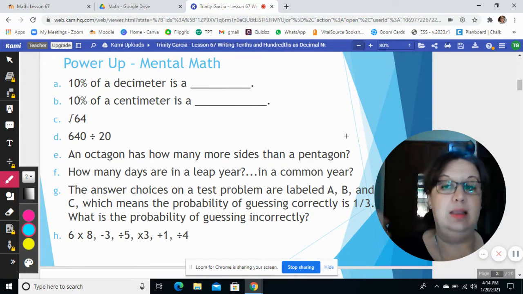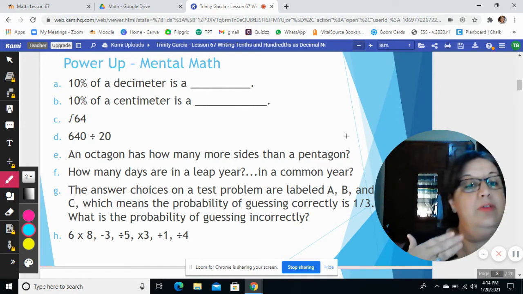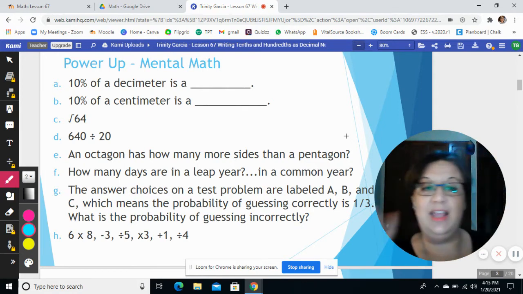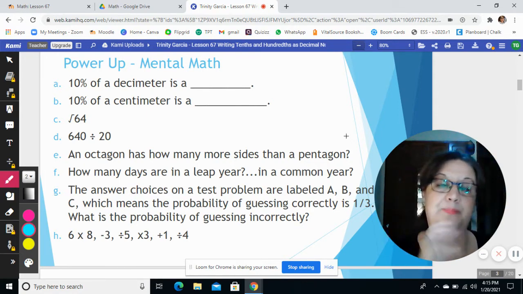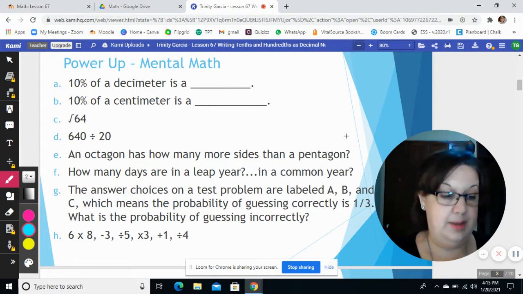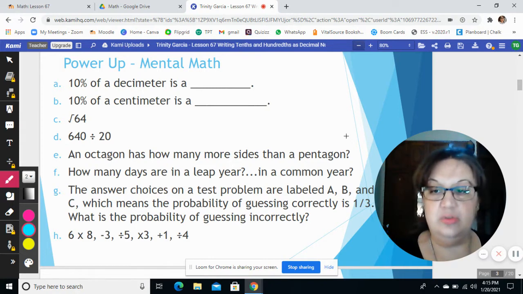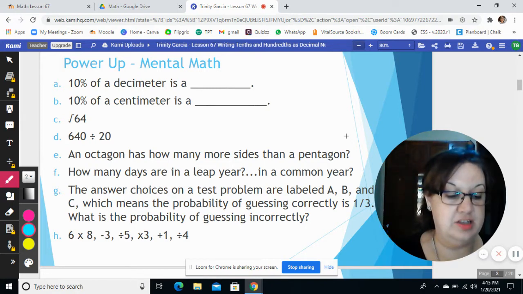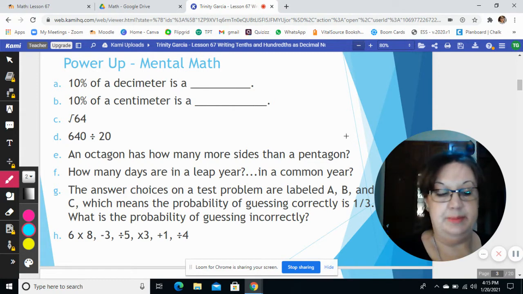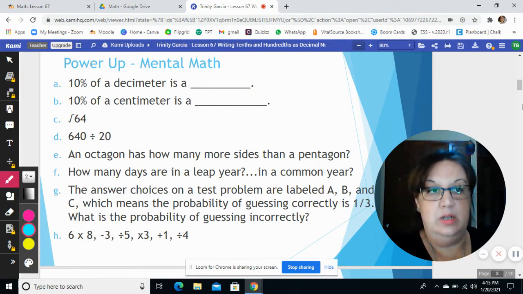But if you had lots of choices, like if you had 5 choices, you would have 1 chance of getting it right and 4 chances of getting it wrong. Okay, but we're looking for a fraction there because it's probability. So go ahead and put your answer there for G, and letter H, you're just going to do the math and then write your answer. All right, let's go on.